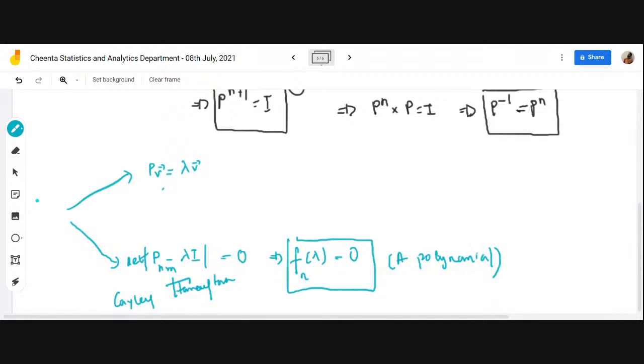Okay. And it's a unique polynomial. You must understand it's a unique polynomial, up to constants, I mean. So we will use this property, it's a unique polynomial, okay?